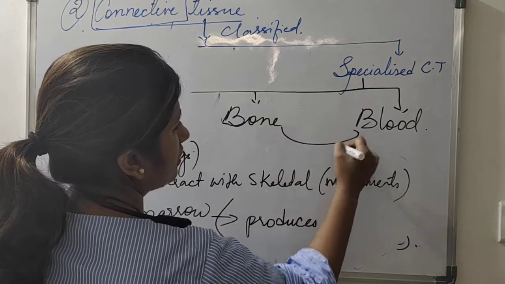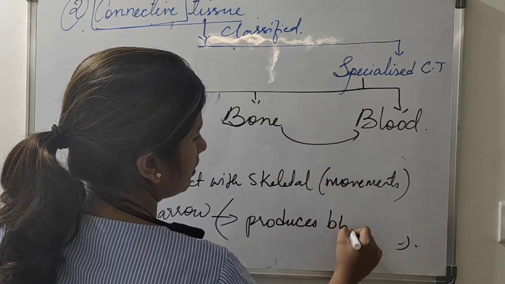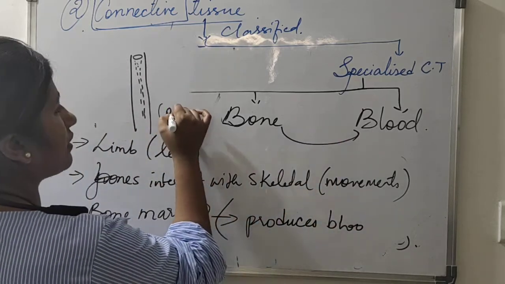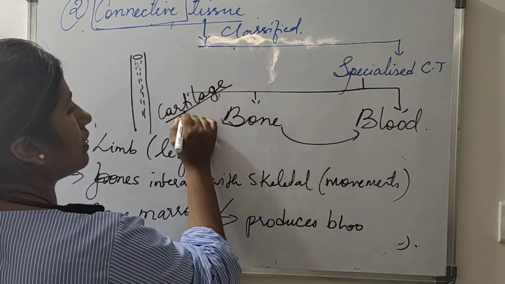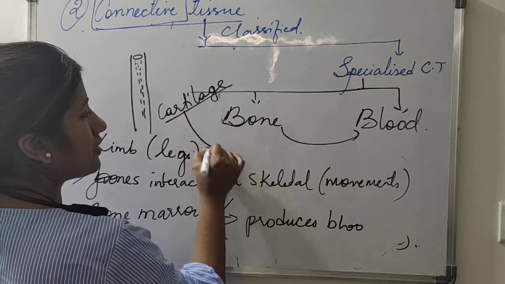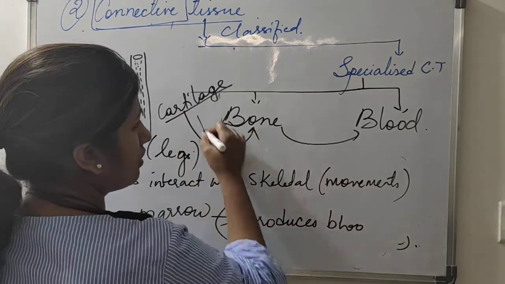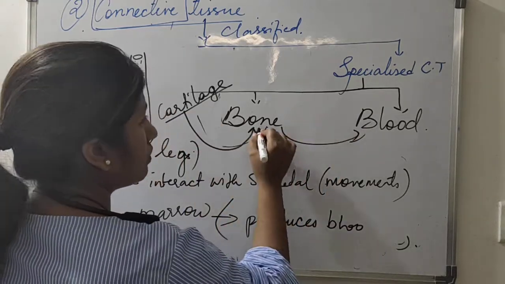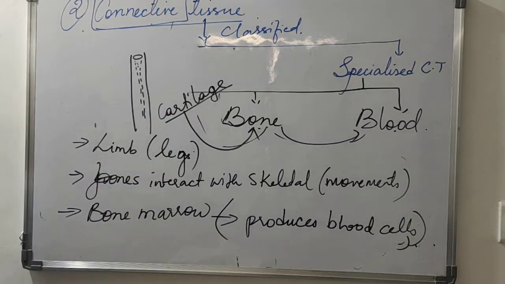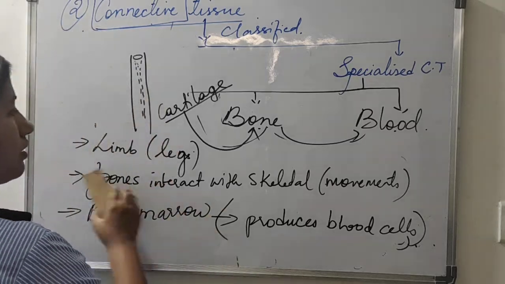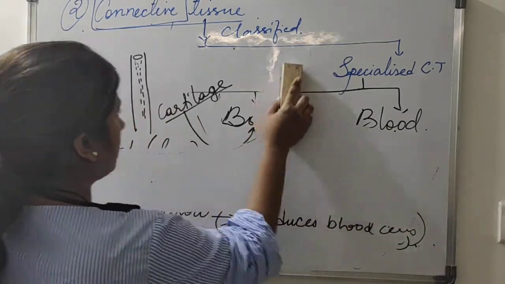So that means bones and blood are related. Even cartilage and bones are related. How? In the embryo, cartilage is present, and when the embryo becomes an adult, cartilage converts into bone. So they all are related. Bones produce blood cells. So we have seen the structure of bone and the function of bone, and we will now see blood.